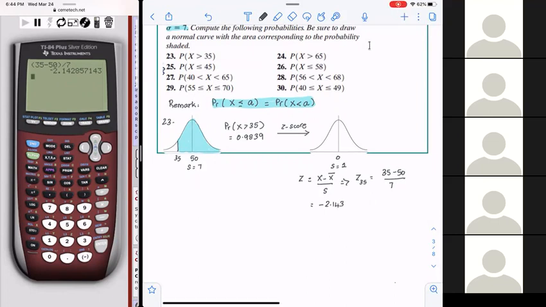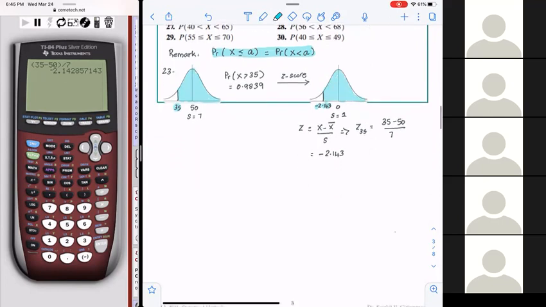And that gives us an answer of negative 2.143. So if 0 is in the middle, negative 2 is probably going to be over there. So negative 2.143, because that is the z-score that corresponds to 35. Now we have to find the area above negative 2.143.